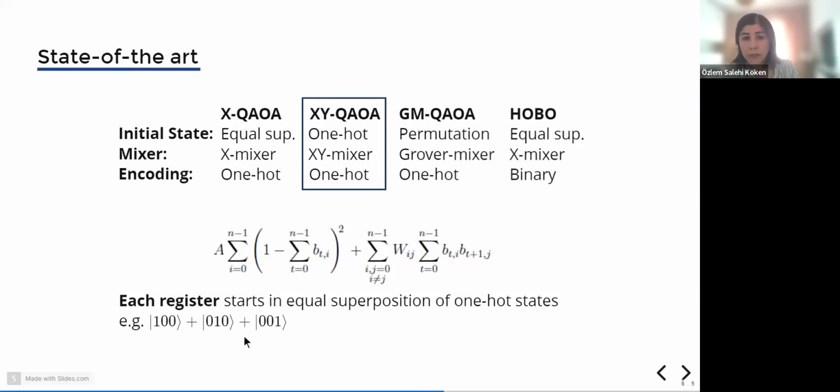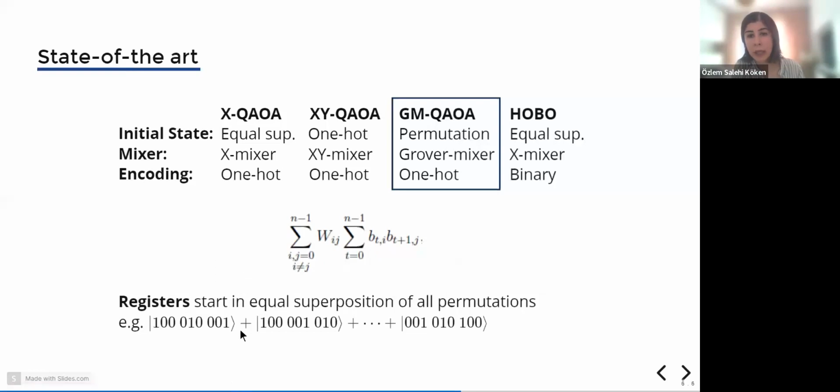But if you start in equal superposition of one-hot states for each register, meaning that for time t equals 0, you have this, for time t equals 1, you have this as the initial state. Now, using this initial state, you can avoid one of the constraints because you no longer have states like 1, 1, 0, and you don't need to check this. So starting in one-hot states, this is QAOA plus, quantum alternating operator ansatz. You start in a different initial state, and you use the XY mixer. Now we can avoid one of the constraints.